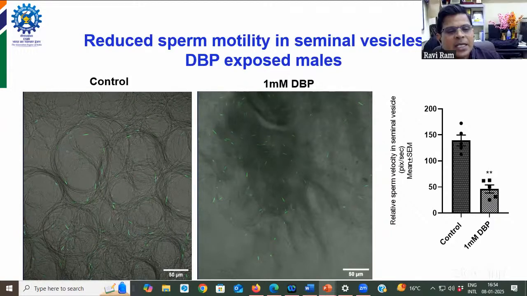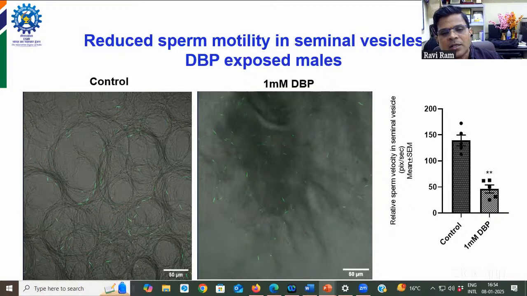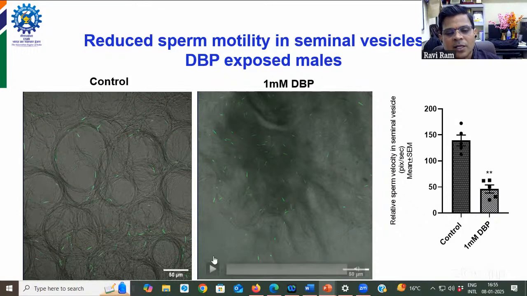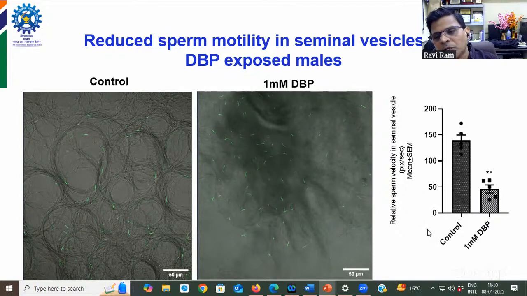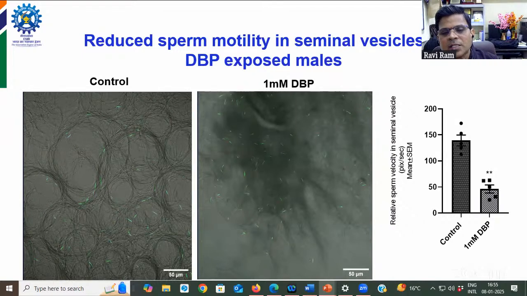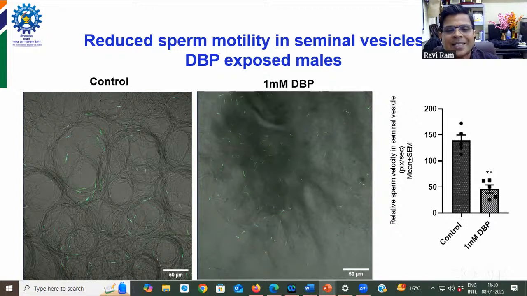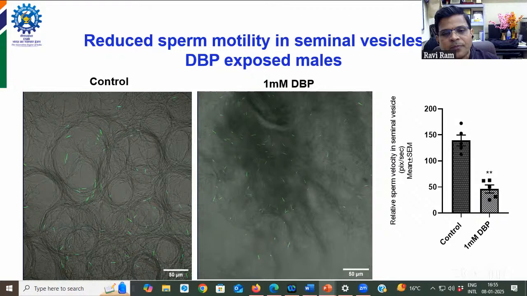You will see that the sperm in the controls are moving pretty well, whereas when you go to the exposed ones, there is big difficulty; hardly any sperm are moving here and there. So the next thing that we asked is, okay, now sperm production is compromised to a certain extent, and at the same time, sperm motility is also compromised. So what happens to the sperm when they are transferred to the female?